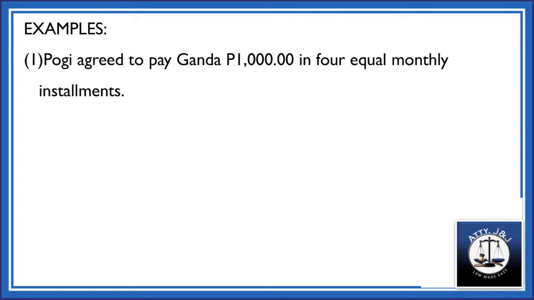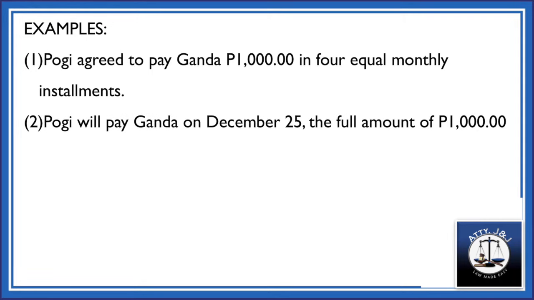Tapos, pero pag yung agreement is that Pogi will pay Ganda on a certain day, say for example December 25, the full amount of 1,000 pesos, the obligation is indivisible. Although the money is physically divisible, because the intention of the parties is that the obligation must be fulfilled at one time and as a whole, meaning hindi partially, so magiging indivisible siya. Okay? The divisibility of the obligation should not therefore be confused with the divisibility of the thing which is the object of the prestation. Right?